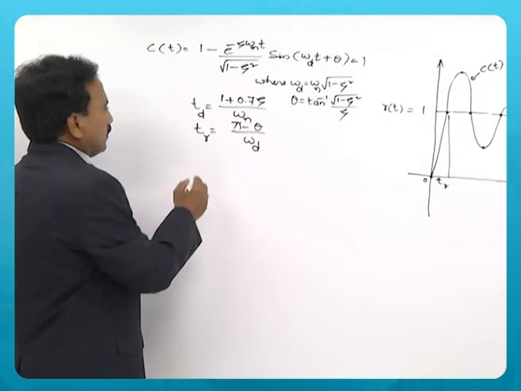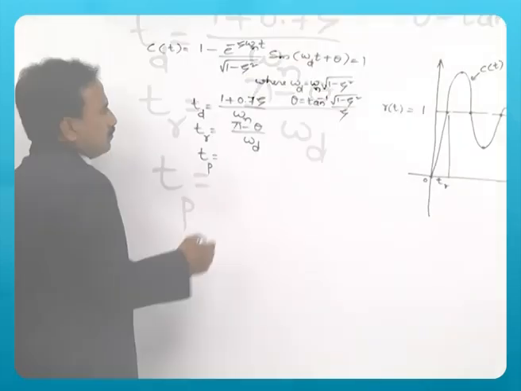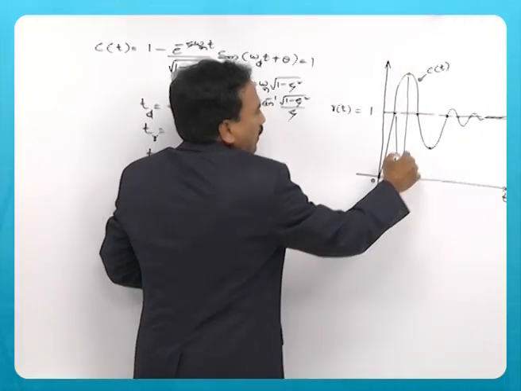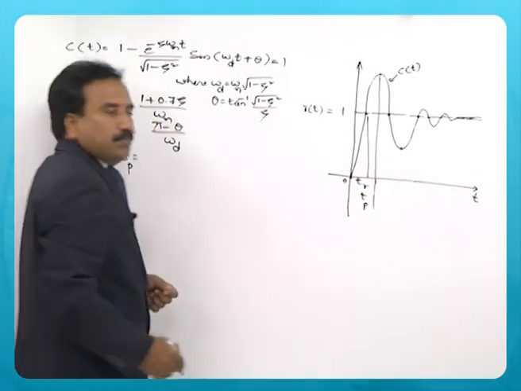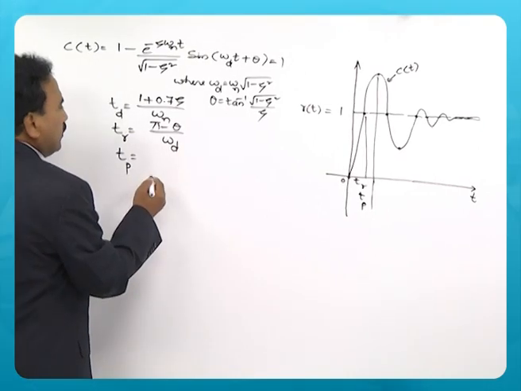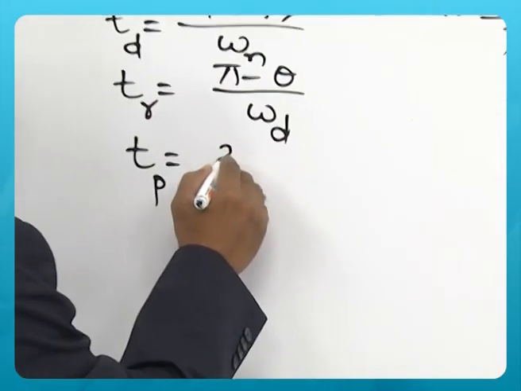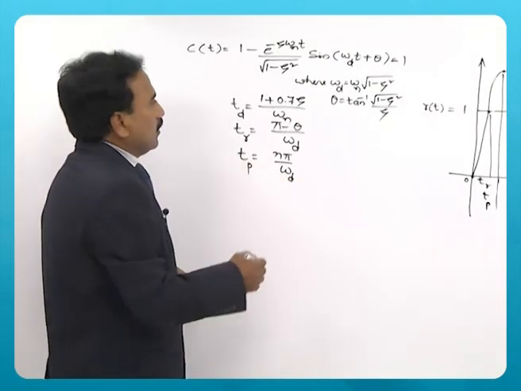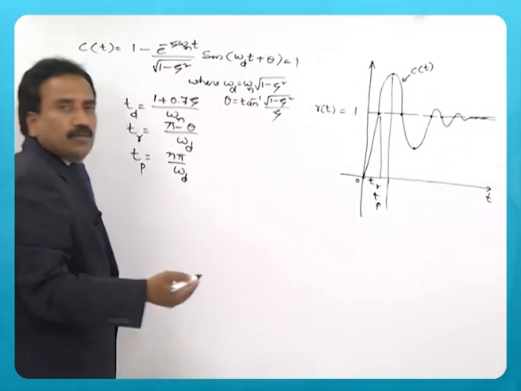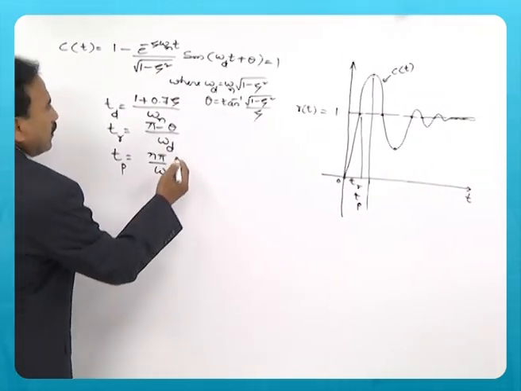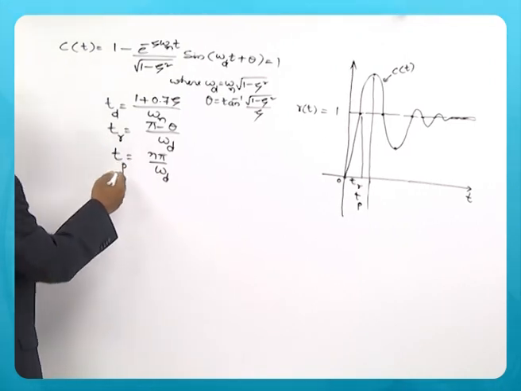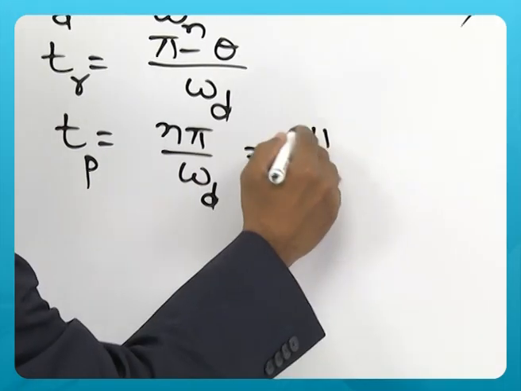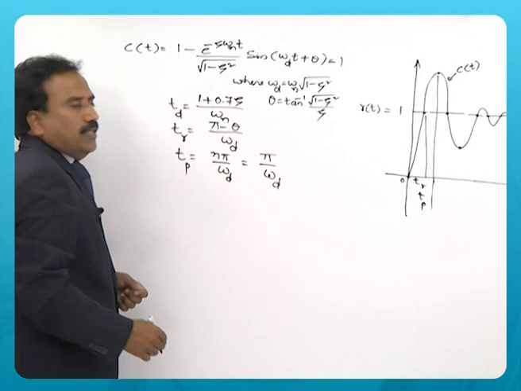The next definition given was peak time. Peak time is the time required for the response to reach the first peak. Generally, peak time is given by n pi by omega d. Since it is reaching the first peak, n is equal to 1. Because the peak time definition is the time required for the response to reach the first peak, I write it as pi by omega d.